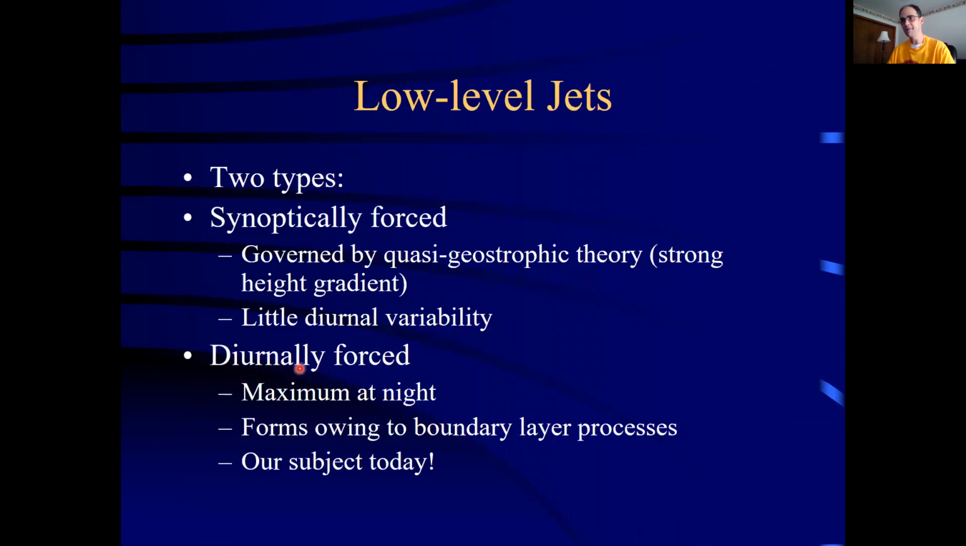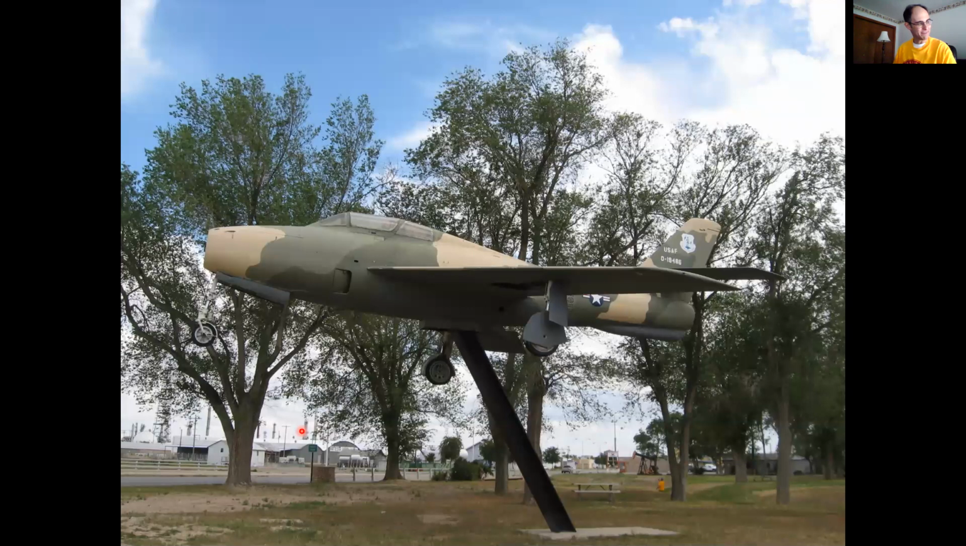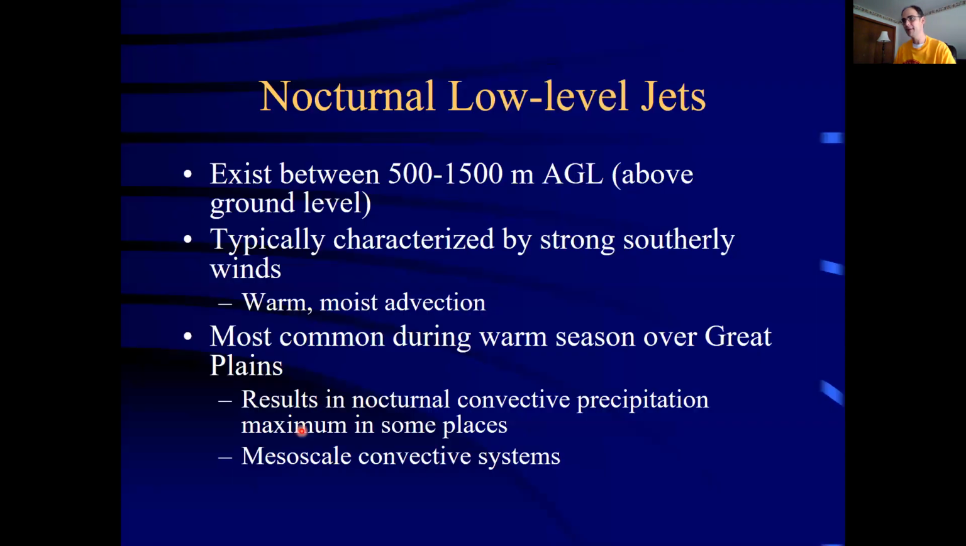And then what we're going to be focusing on today is the diurnally forced low-level jet, which reaches a maximum during the overnight hours. And as we see, it forms owing to boundary layer processes. So there's our synoptically forced low-level jet, and here's our other type of low-level jet from Artesia, New Mexico. These nocturnal low-level jets exist between about 500 and 1,500 meters above ground level. They're typically characterized by strong southerly winds, typified by warm, moist advection from the Gulf of Mexico or the southern United States, which then gets transported northward by this low-level jet.